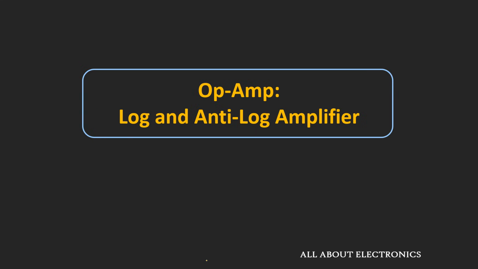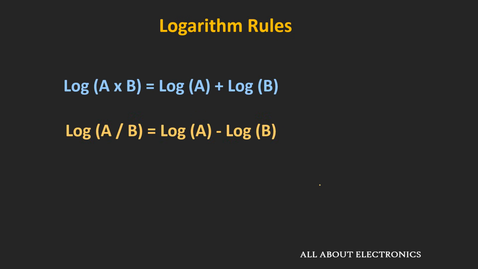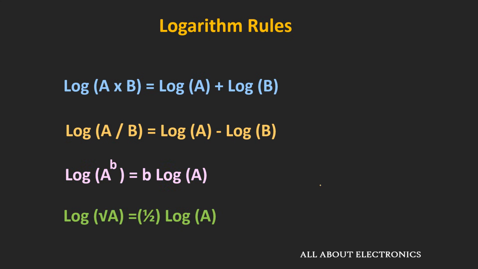So in this video, we will understand how to design the log and anti-log amplifier using the op-amp. Now using the logarithmic characteristics of the circuit components, it is possible to convert the multiplication into the addition and the division into the subtraction. And similarly, it is possible to convert the powers and the roots into the multiplication and the division respectively.